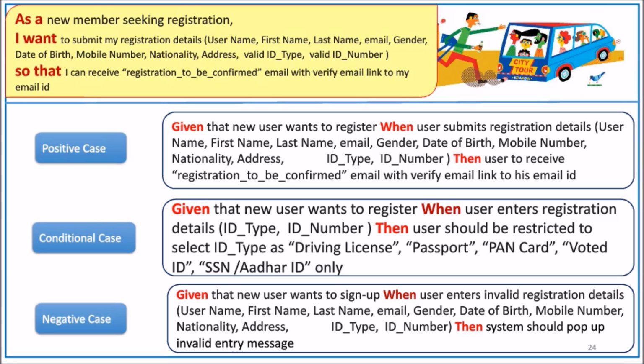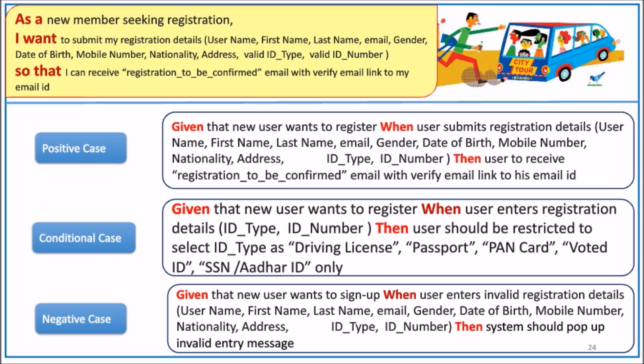So as a new member seeking registration, I want to submit my registration details within brackets: username, first name, last name, email, gender, date of birth, mobile number, nationality, national address, valid ID type, valid ID number, so that I can receive a registration-to-be-confirmed email with a verify email link. You all get a verify email link, right?